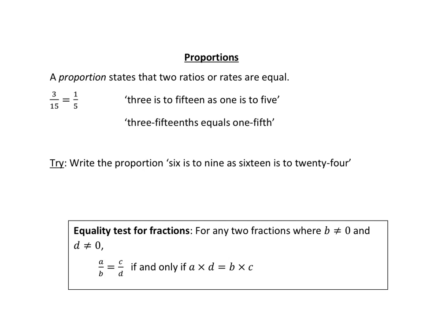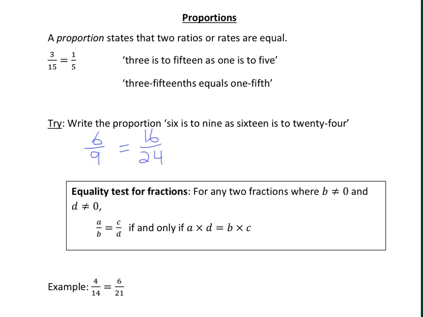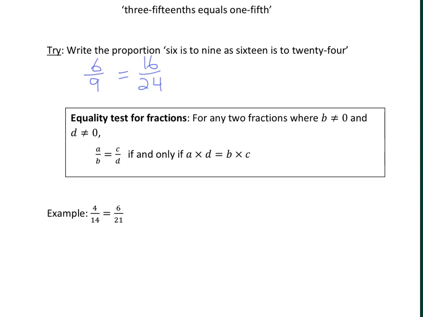So try this one. Write the proportion 6 is to 9 as 16 is to 24. To write that, we will just do 6 to 9 equals 16 to 24. There's a neat thing that you need to know here, and we did look at this when we were doing fractions, but it's really important to know when we're solving proportions.